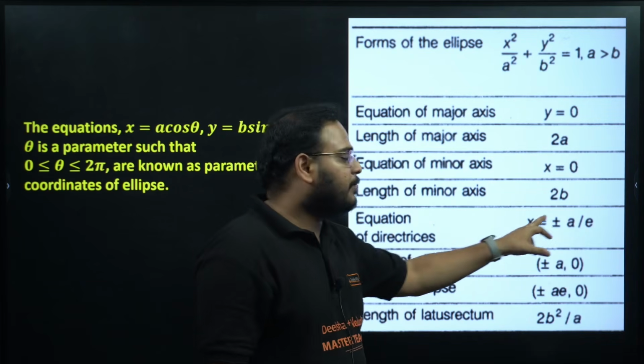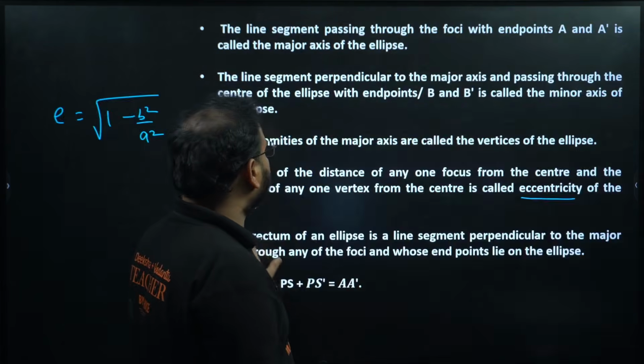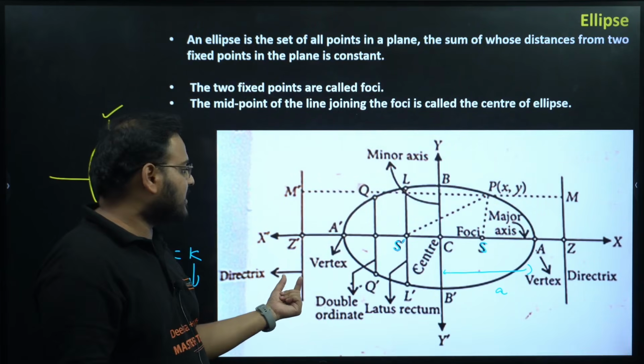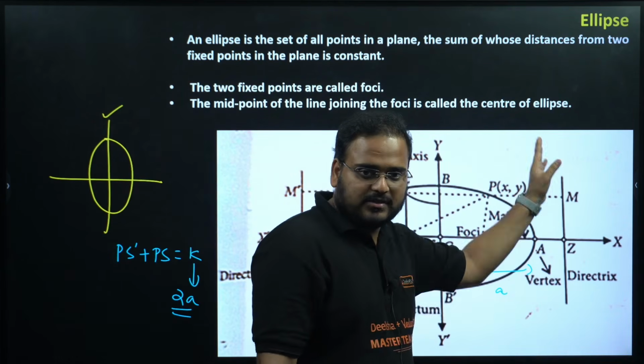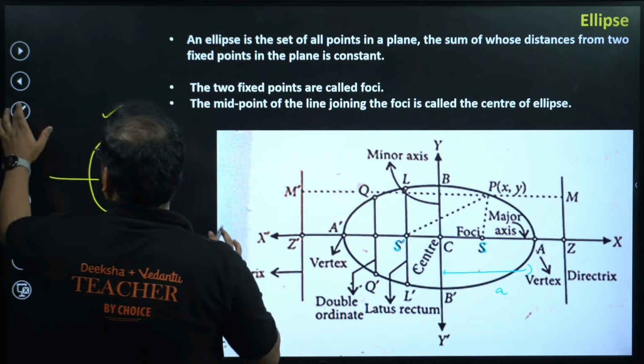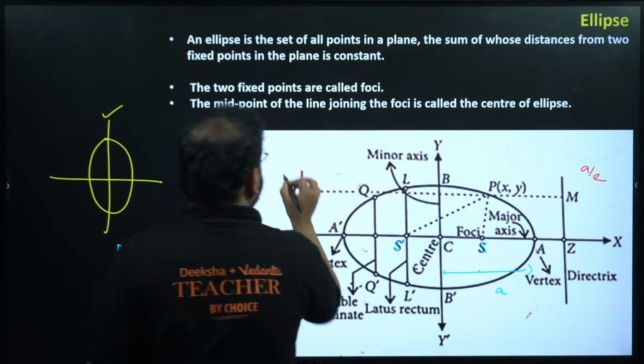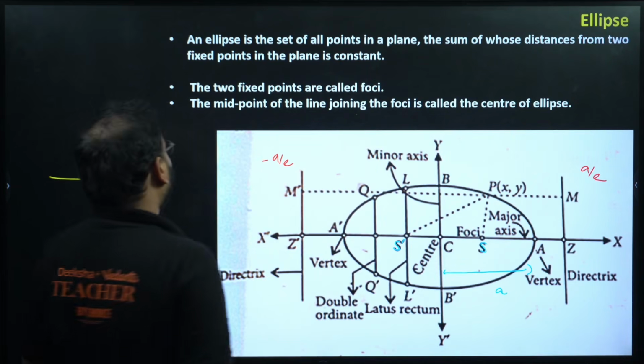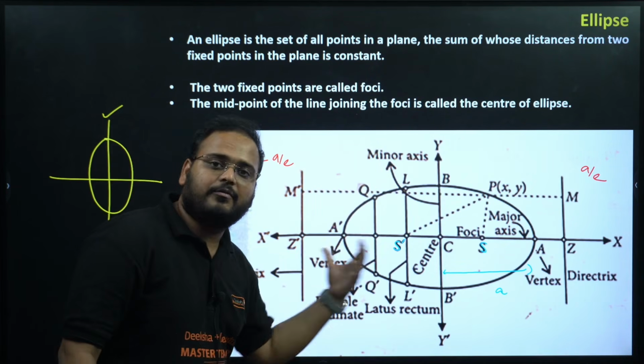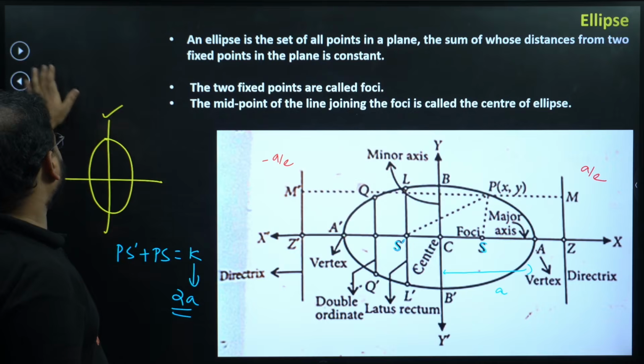Equation of directrix is what? Plus minus a by e, because we have 2 over here. On one side this is minus a by e, this is plus a by e. Let me just write that over here for you. This is the directrix, a by e, and this value is minus a by e. Got it? So try to remember this from the figure perspective, okay? It'll be easier for you to remember.